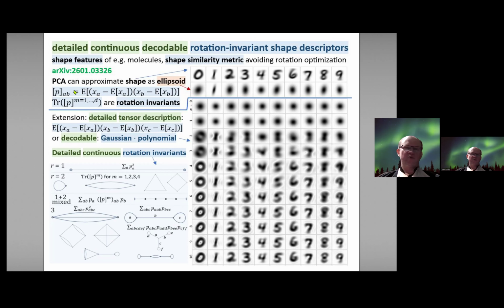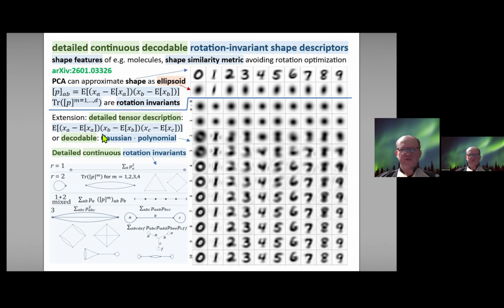Yeah, so we have a complete description of shape modulo rotation, but this is a very rough description, just as an ellipsoid. So we need to extend it to higher powers of polynomial. We can do it by taking higher order covariance-like moments, but it does not provide the decodability that we would like, to get back from these features to the shape.